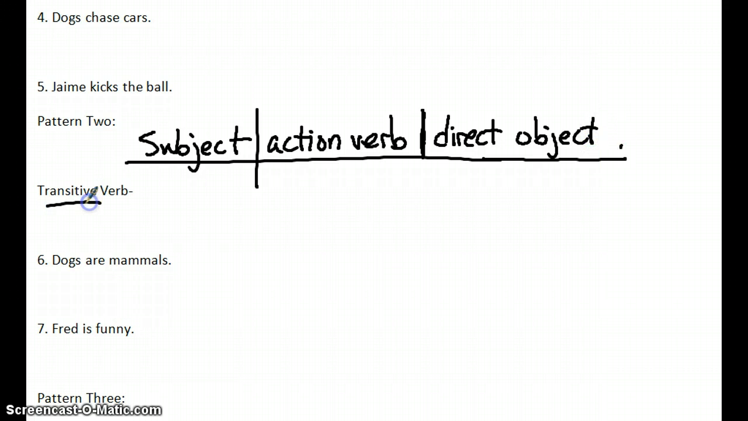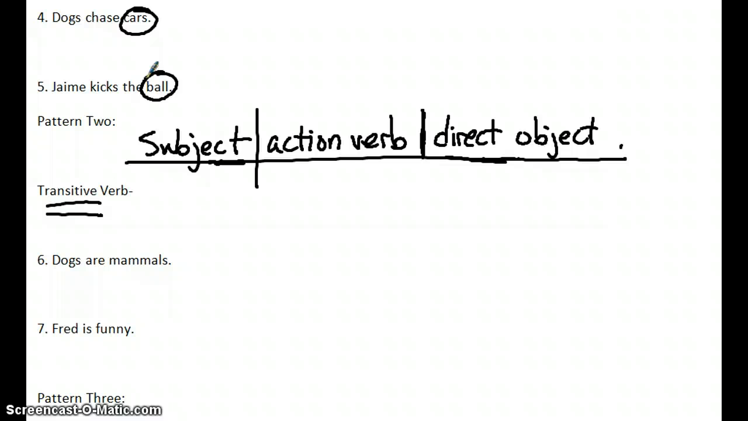the definition of a transitive verb. Now, we had intransitive just a few minutes ago. Remember, intransitive meaning no movement. Now, we have movement. We have a transfer, in other words. We have a transfer of action from the subject doing the action to an object that's receiving that action. So in other words, cars is receiving the action from the dogs are chasing the cars, and the ball is receiving the kick from Jamie. Jamie is kicking the ball. There's a transfer of action from the subject to the direct object, it's called.